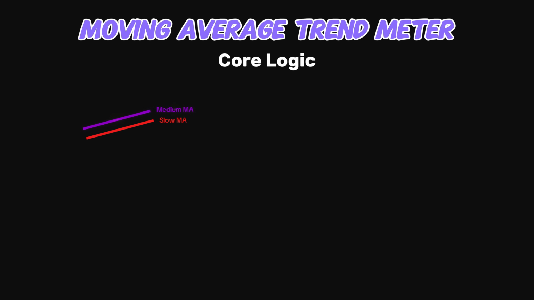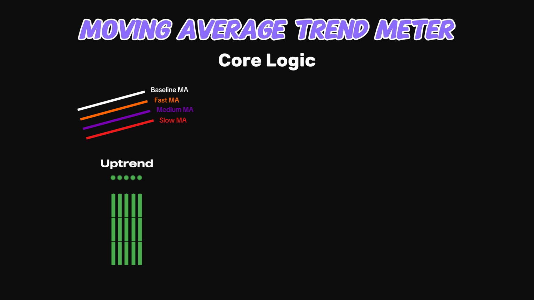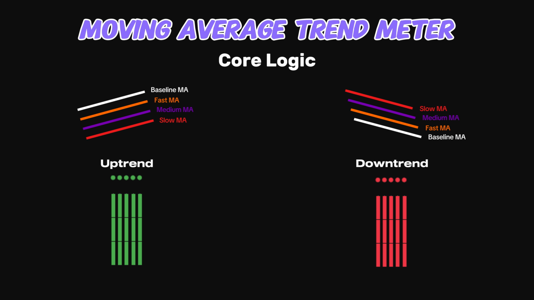When all 4 are stacked in proper bullish alignment, meaning the fastest period MA is on top and the slowest period MA is at the bottom and prices closing above these MAs, it signals a strong uptrend. In contrast, when they're stacked in reverse order, it indicates a strong downtrend. This layered approach allows the indicator to assess trend strength and clarity without requiring the user to visually interpret multiple lines on the chart.